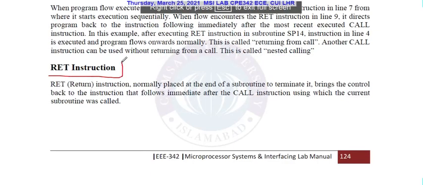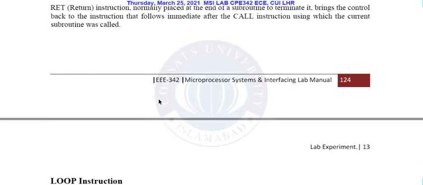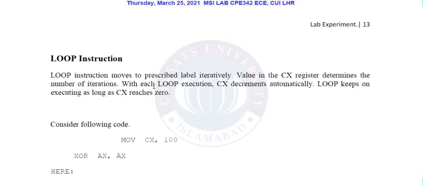Then this RET is basically the short form of return. I have already explained that this statement has no operand. It is just used to return the flow, and it is associated with the call instruction. When there is a call instruction, there will definitely be a return statement as well, and I have already explained about the subroutine and how to make a subroutine by using the RET statement.